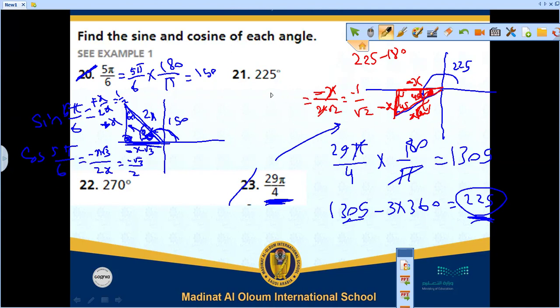This one what? Sine. Cosine of 29 pi over 4 equals negative x over x radical 2, negative 1 over radical 2.